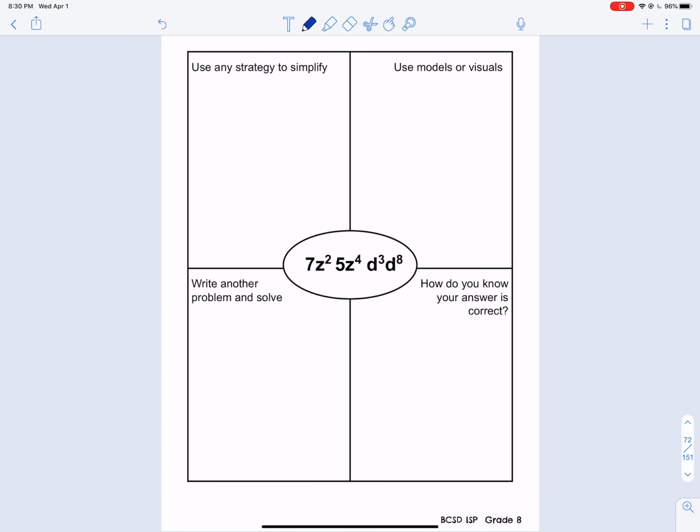Okay, and here we have, back to exponents. So we're just asked to simplify. Okay, so looking at this, there's definitely things we can simplify. So I'm just going to rewrite it. Okay, so 7z squared times, this is all multiplied. So everything is being multiplied, right? There are little multiplication symbols in all of these. 5z to the 4th, d to the 3rd, and then d to the 8th.